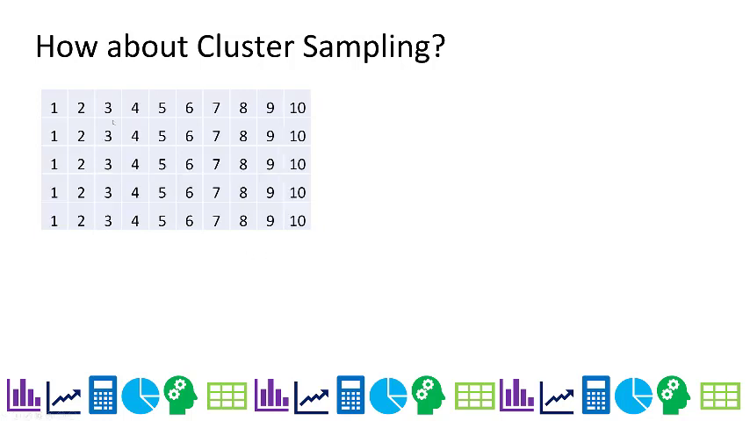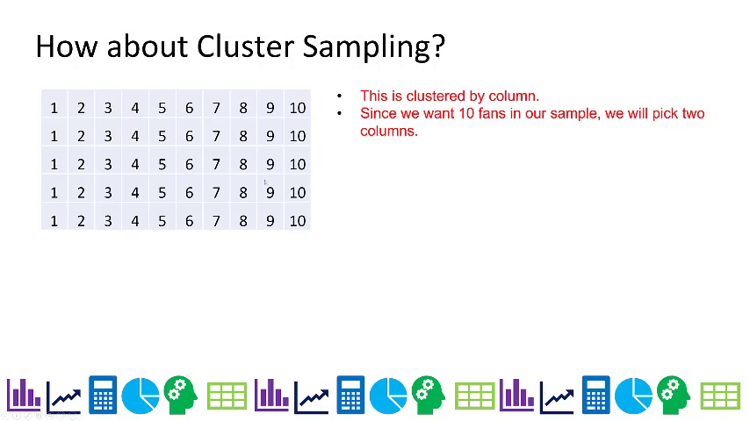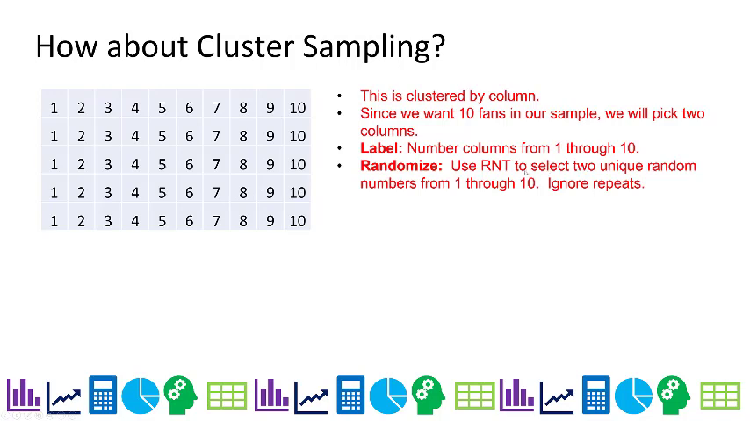So let's try clustering by column. Everyone in here is in column 1, column 2, column 3, right? So we're going to want 10 fans, and you can see I only have 5 people in column 1, so I'm going to need to take 2 columns. So I'm labeling the columns 1 through 10. So there are 10 groups to choose from, 10 clusters. I'm going to use a random number table or a generator to select 2 unique random numbers from 1 through 10. Because I'm going to be picking 2, it is possible I'll get repeats. Then I'll select all fans in each of the 2 columns, all right?